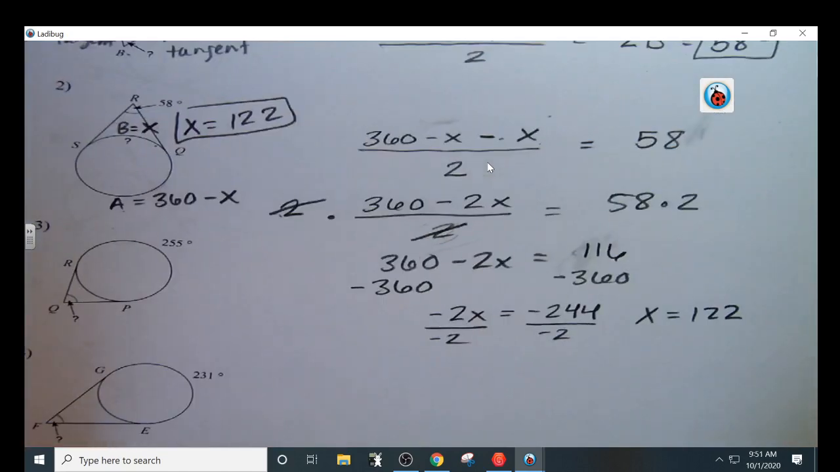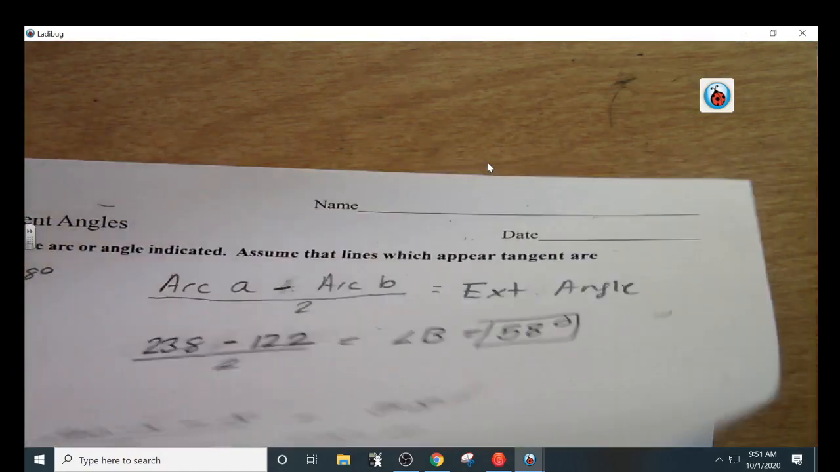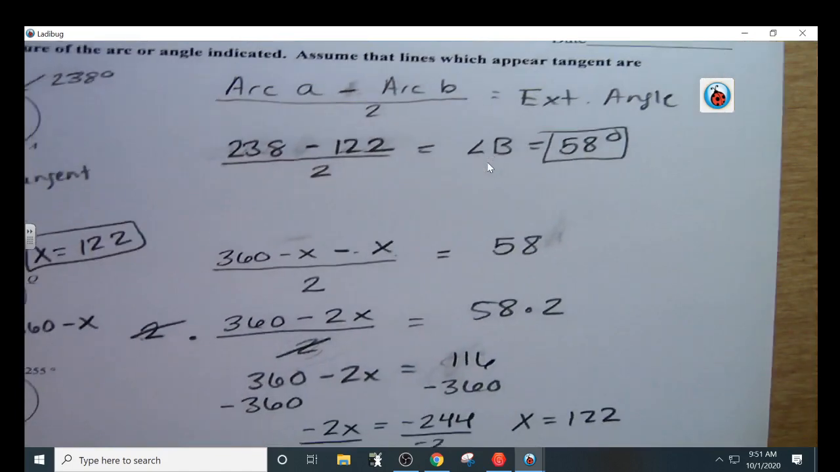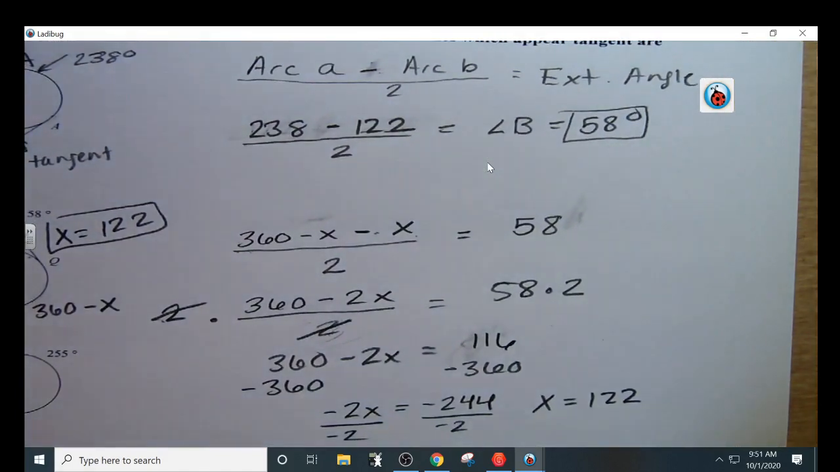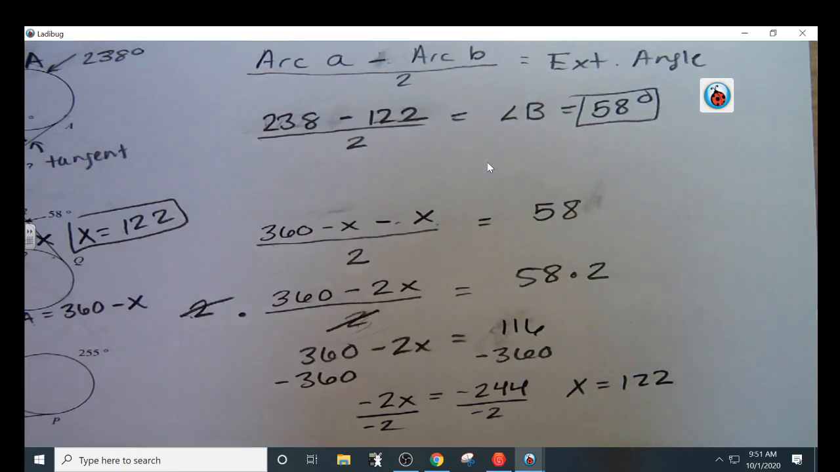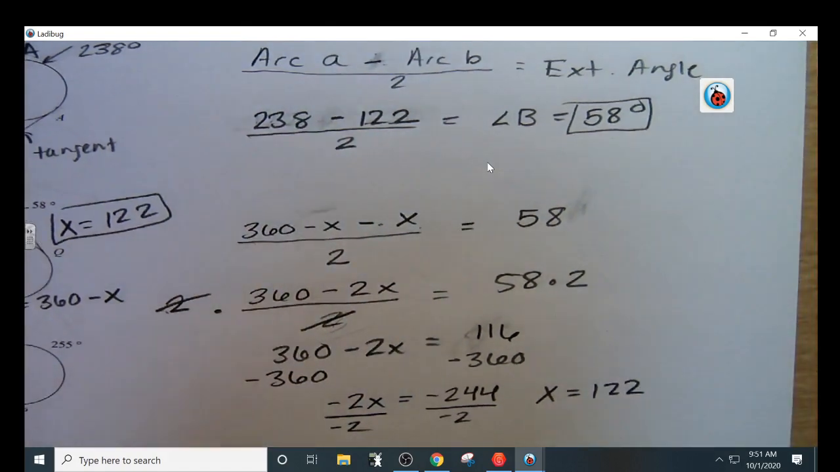Number 7. All right. Let's see. Okay, so guys, what that is, is a tangent angle. A tangent with a secant, a tangent secant angle. Okay, so guys, what that's going to be.